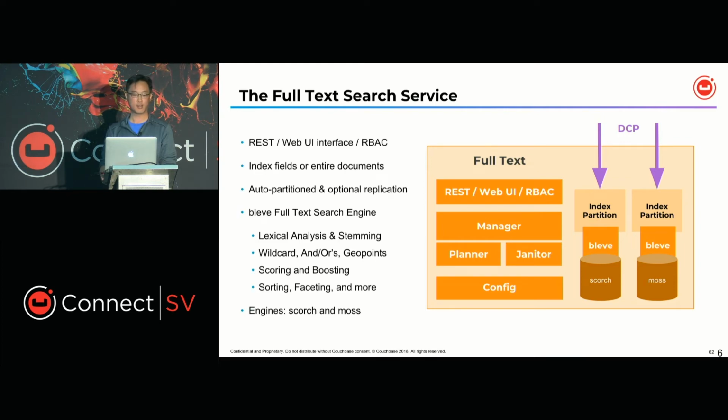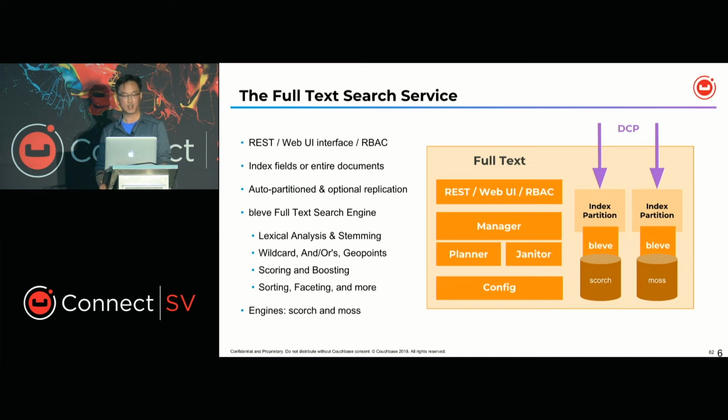What's happening here is there's a REST web UI that lets you define full text indexes. It's integrated with authentication, so role-based access control is there. It lets you specify full text indexes for one or many fields, or even entire documents or sub-documents. So dynamic indexing is supported, and also index partitioning is supported, along with optional replication.